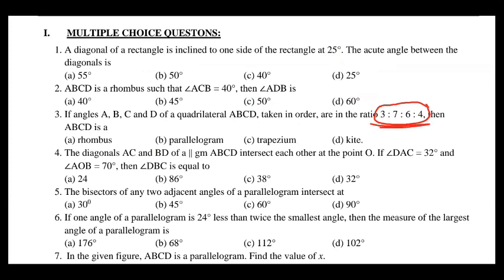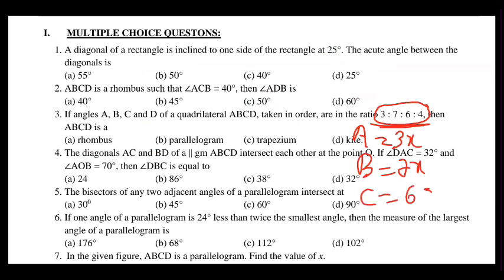When ratios are given, they are not giving you the certain values. Okay. So what you have to consider here is angle A is equal to 3x. Angle B is equal to 7x. Please write everything down, whatever I'm saying. Angle C is equal to 6x. Angle D is equal to 4x. Why did we write this like this, beta? Why did we write it like this?